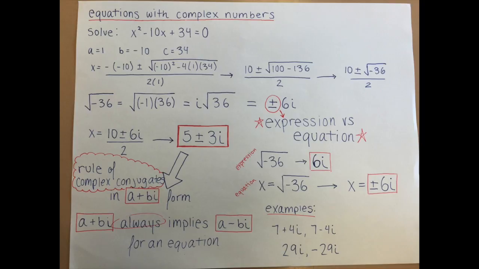And some other examples are 7 plus 4i, so if you saw that, you would know that 7 minus 4i would also be a solution. And 29i also implies -29i. Even though you don't see an a value, the a value is equal to 0, and therefore the rule still applies. Again, just remember that this only applies to equations. For example, if you had an expression that was the square root of -36, after evaluating the expression, you would have 6i. You would not have -6i.